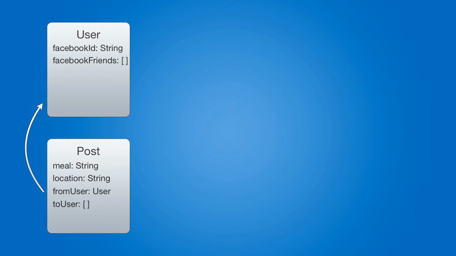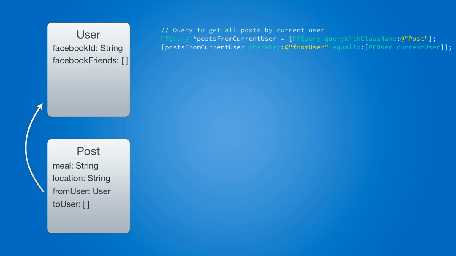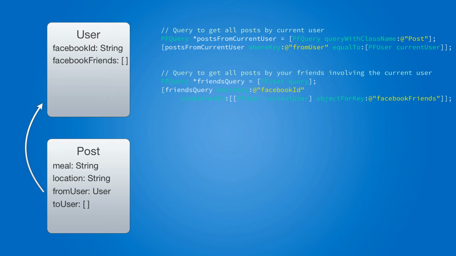Well, first, to get the current user's posts, we'll look for all posts where the from user field is equal to the current user. To find friends' posts is a little more tricky. We'll start by finding all the user objects whose Facebook ID is contained in the current user's Facebook friends array. This will find all the user's friends who also are using Scrumptious. We'll then create a query for posts where the from user field matches one of the users returned by the friend query. This will give us all the posts by the current user's friends.